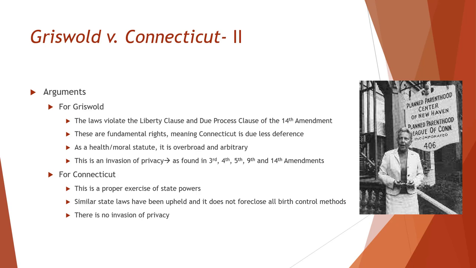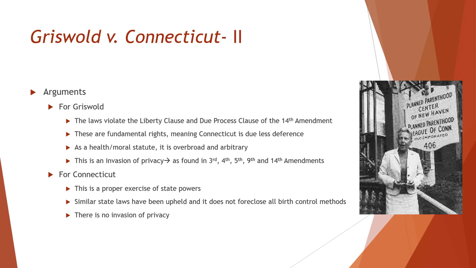Now, the arguments for Griswold and Buxton here is that this violates the 14th Amendment, the Liberty Clause and the Due Process Clause. One of the things is that they could see from the dissent in Poe versus Ullman that the dissenters seemed to have a lot of different thoughts on what was the reason to strike the law down. So they make a number of arguments. These are fundamental rights, meaning Connecticut does not get that much deference, so you're going to apply strict scrutiny. If you use this as a health and moral statute, it's overbroad or arbitrary.